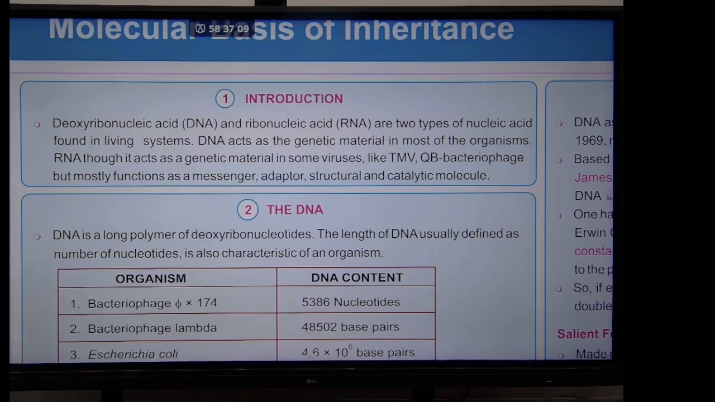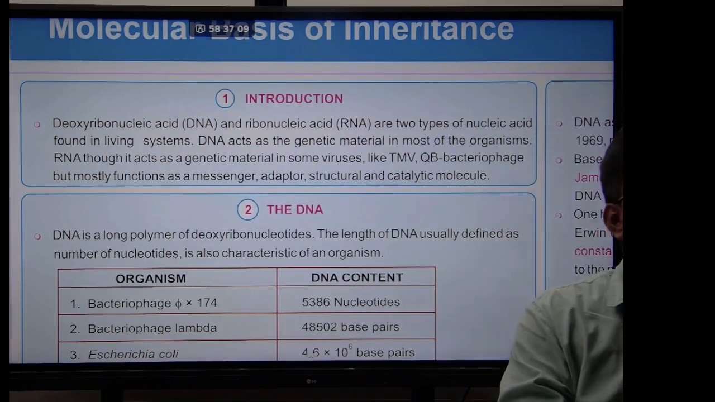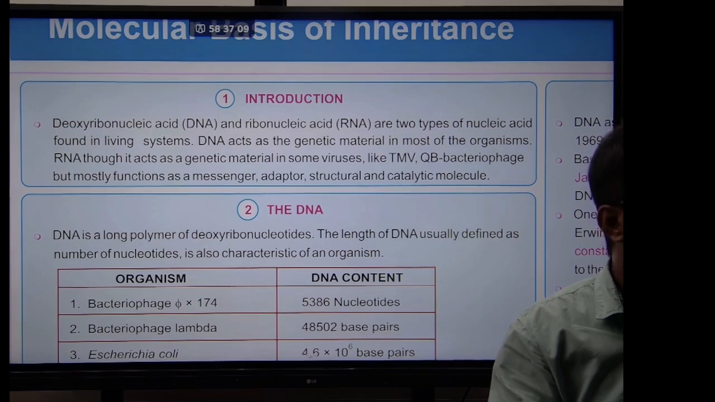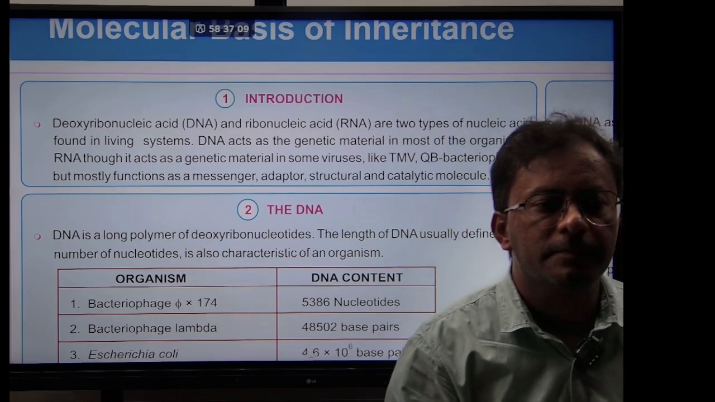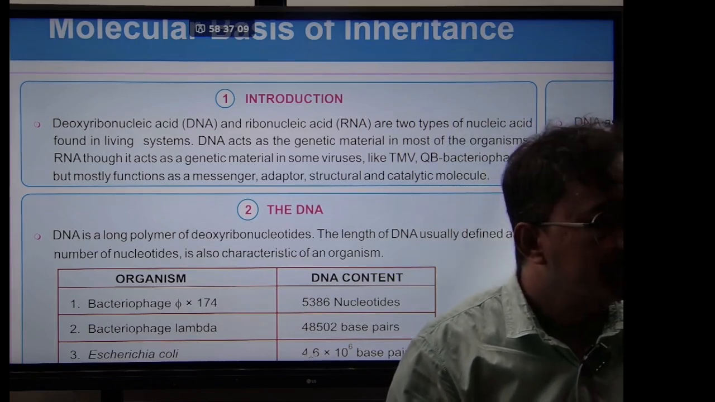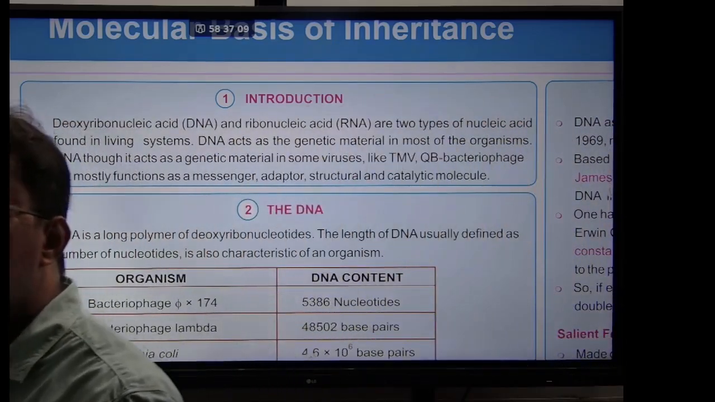DNA acts as genetic material in most of the organisms because some may have RNA as genetic material. RNA acts as genetic material in some viruses like TMV, QB bacteriophage, but mostly functions as a messenger, adapter, structural, and catalytic molecule. So we will say that DNA is the major genetic material in most of the organisms. What is meant by the word genetic material? It carries the genes. What are genes?